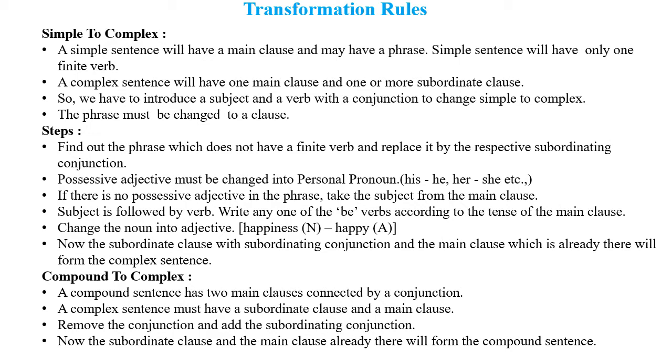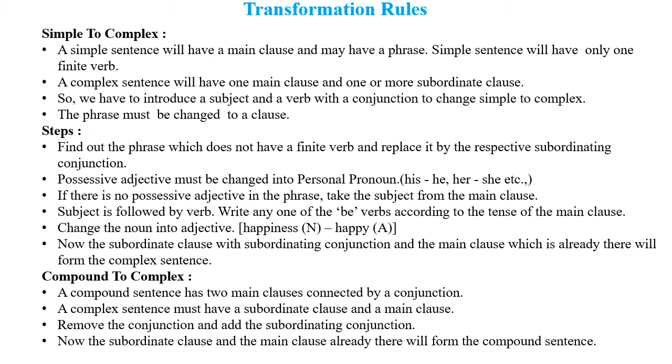Let's see step by step. Find out the phrase which does not have a finite verb and replace it by the respective subordinating conjunction. Possessive adjective must be changed into personal pronoun. His must be changed into he, if it is her, she. If there is no possessive adjective in the phrase, take the subject from the main clause. In the main clause, we will have a subject and verb.